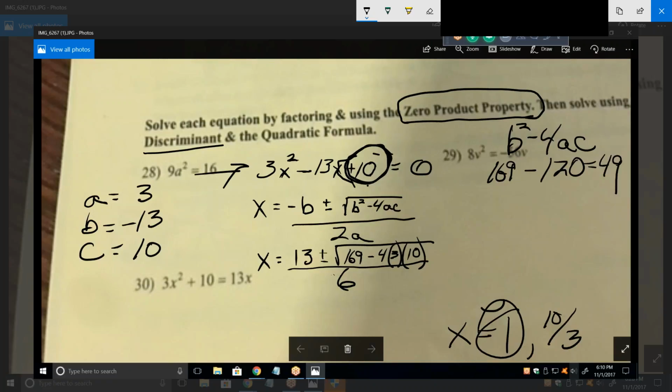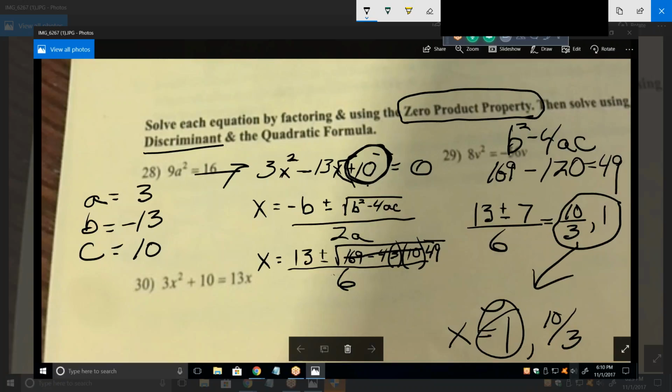So I can replace everything in there with 49, which is nice because the square root of 49 is 7. So now I've got 13 plus or minus 7 all over 6. If I do that math, 13 plus 7 over 6 is 20/6, that's 10/3. 13 minus 7, the other answer, is 6 over 6. That's 1. Same two answers we got when we factored it, which is always better be the case.